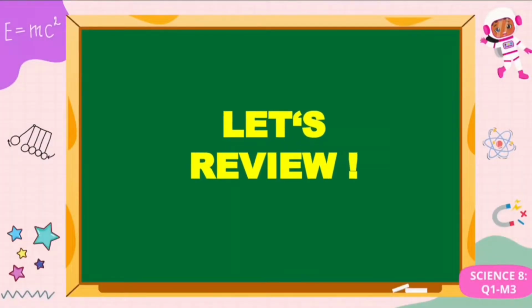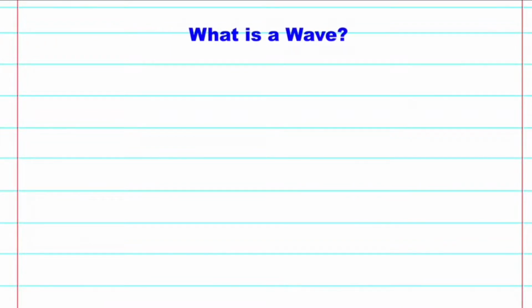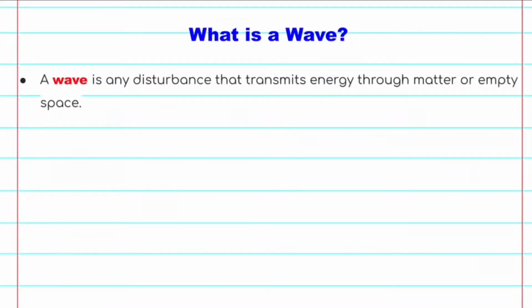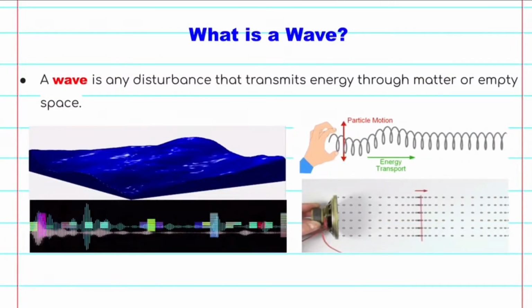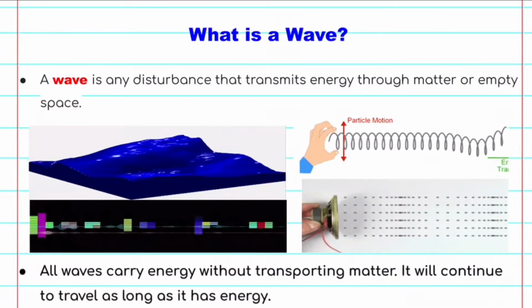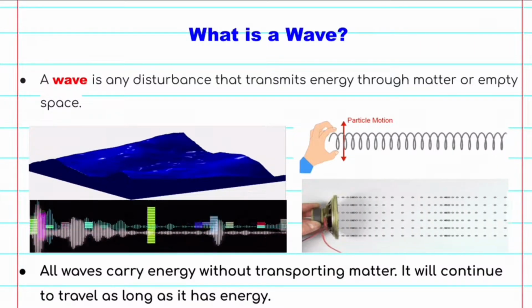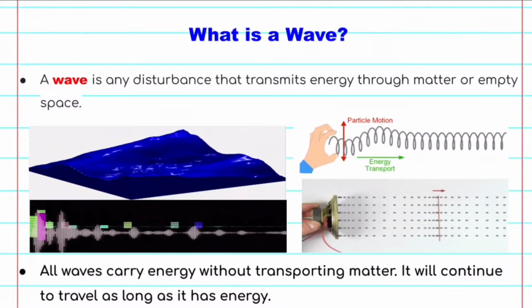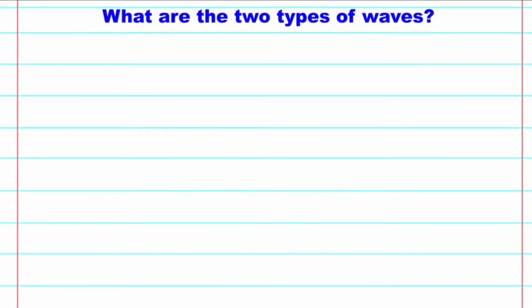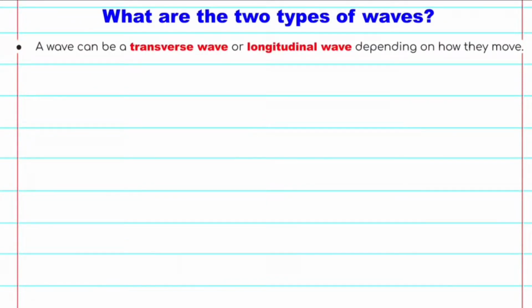Let's review. What is a wave? A wave is any disturbance that transmits energy through matter or empty space. All waves carry energy without transporting matter. It will continue to travel as long as it has energy. What are the two types of waves? A wave can be a transverse wave or longitudinal wave, depending on how they move.